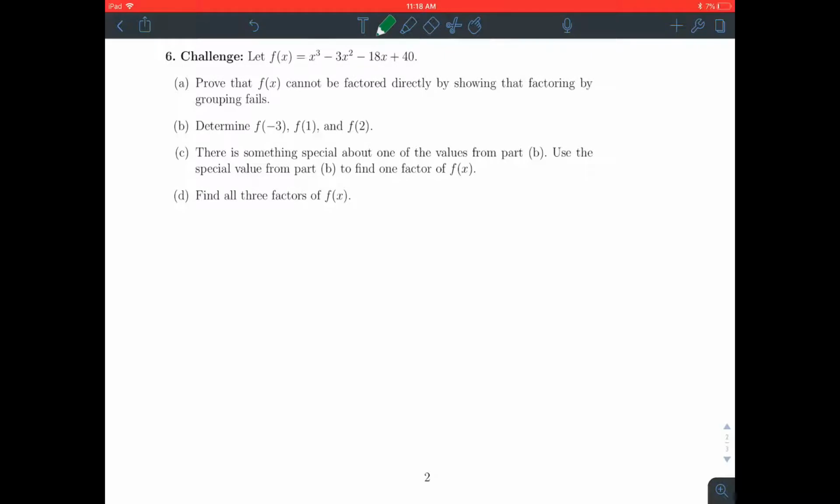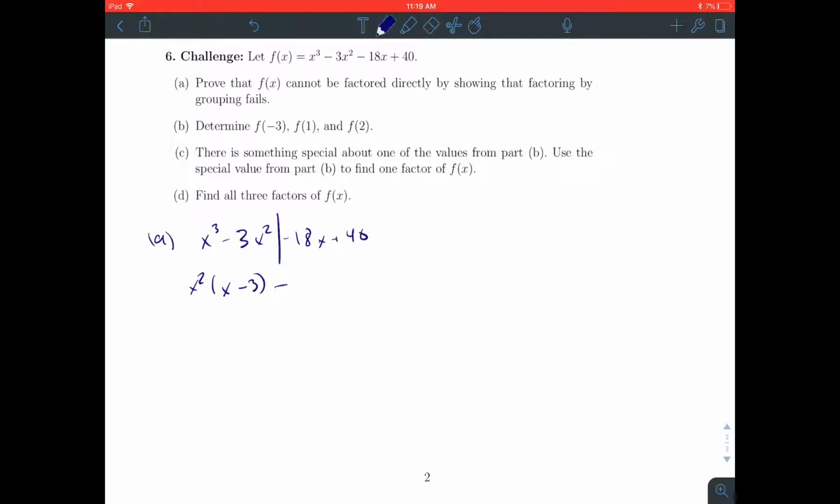So this one was optional, but it illustrates a really interesting case of the factor theorem. Prove that f of x cannot be factored by showing that factoring by grouping fails. So, here we go. I'm going to try to use factoring by grouping. x cubed minus 3x squared minus 18x plus 40. Grouping requires me to split it down the middle. I get x squared times x minus 3 minus 9 times 2x minus 5. That's not true. That's wrong.